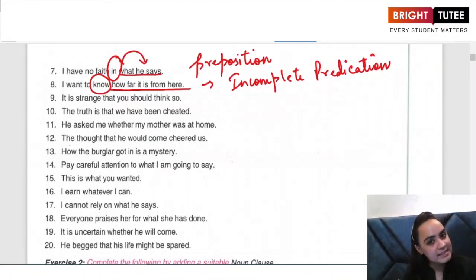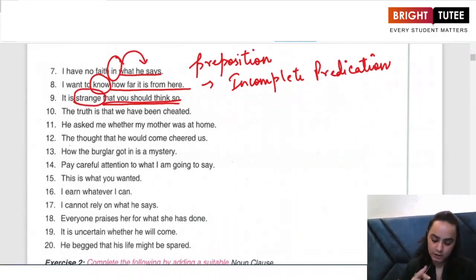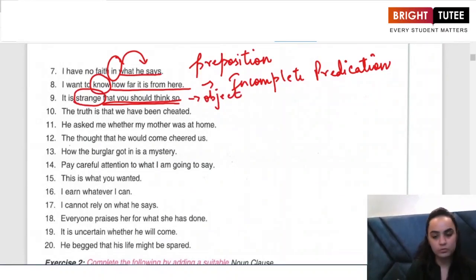Let us look at the ninth sentence. It is strange that you should think so. What is strange? That you should think so. What is my noun clause? That you should think so. What is my verb? It is strange. It is a complete verb. I do not need anything to complete it. So here my noun clause is after the verb. So here it does the act of an object noun clause.